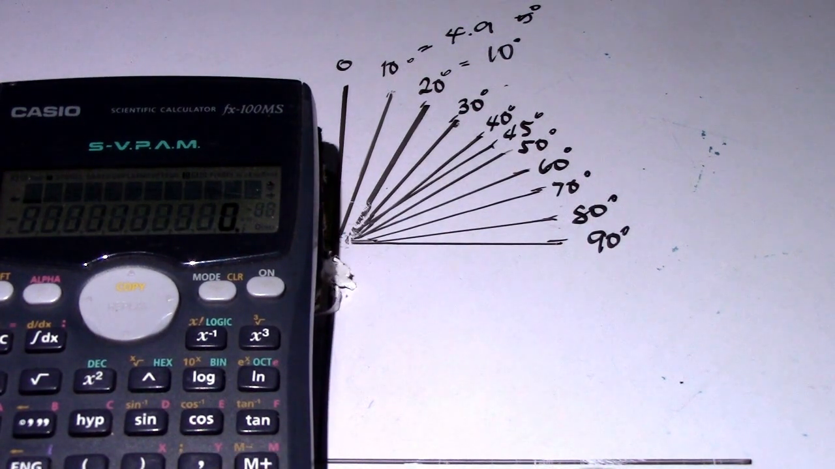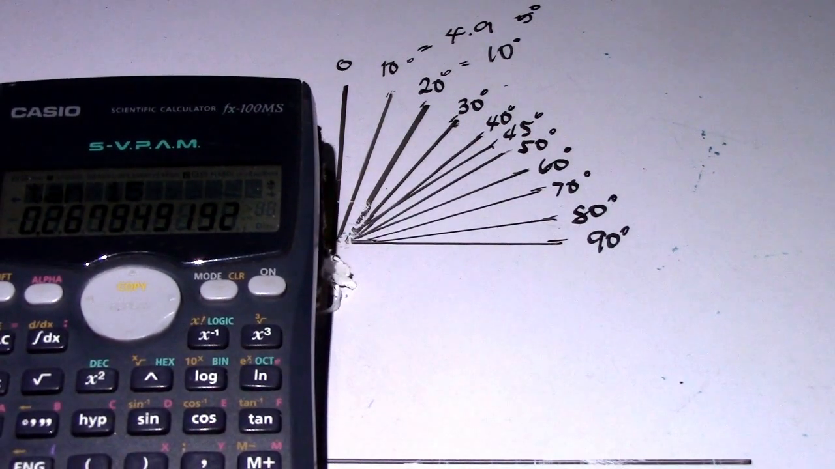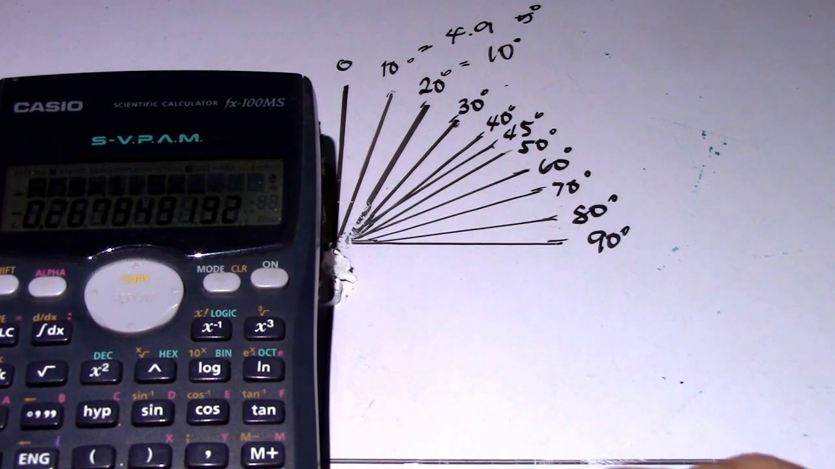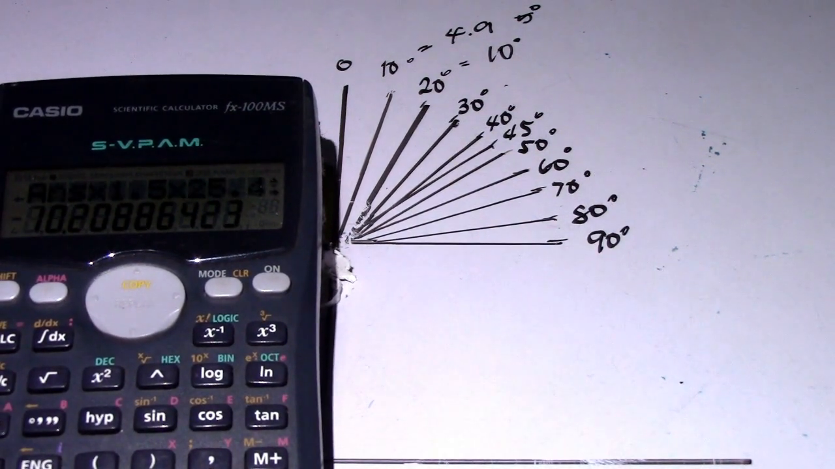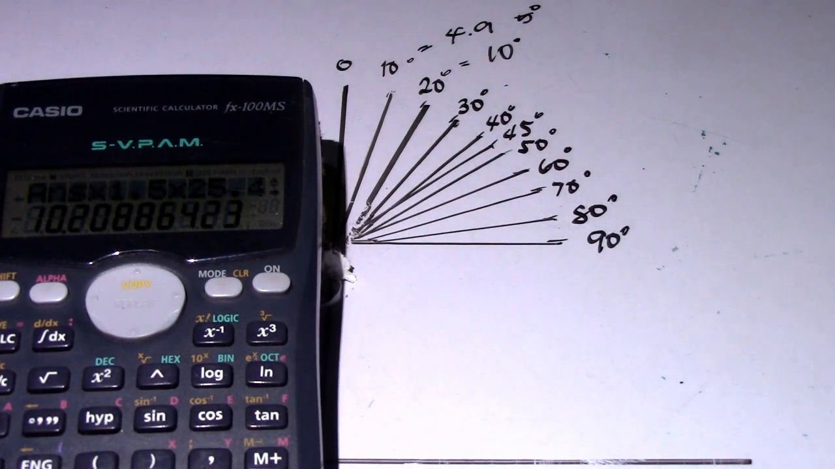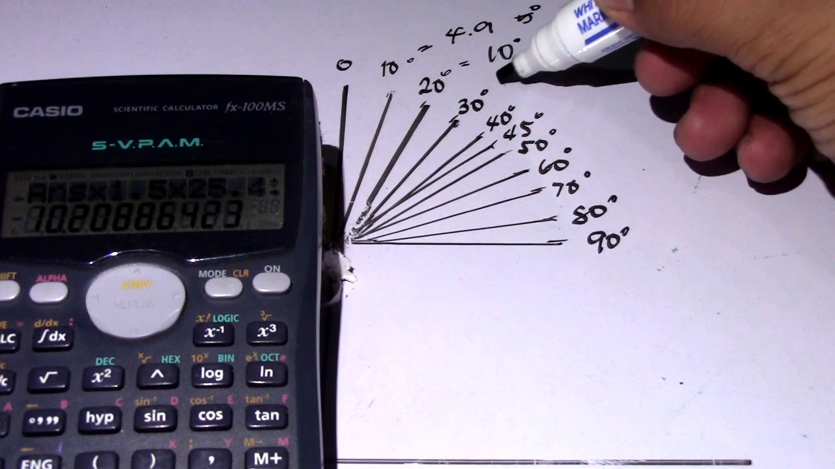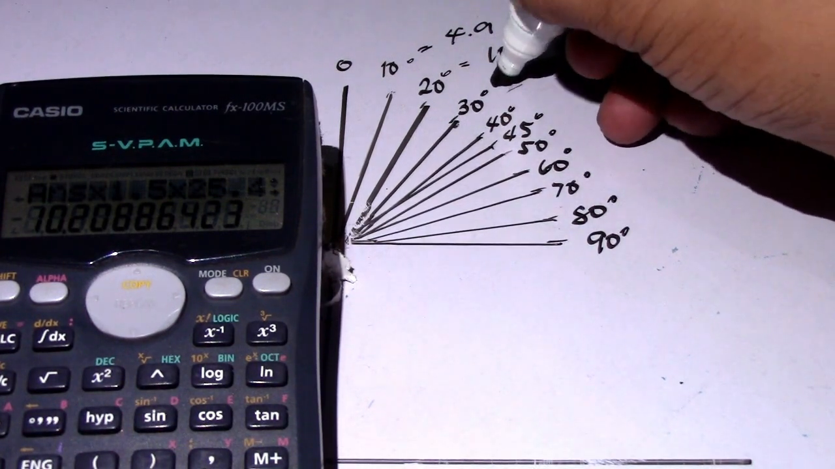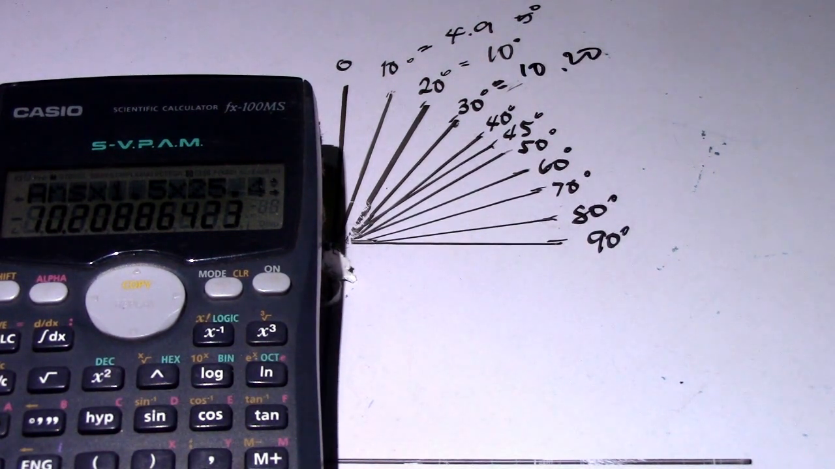So 30, half is 15, tangent of 15, multiply by 1.5, multiply by 25.4. So this is our answer for the 30 degrees.